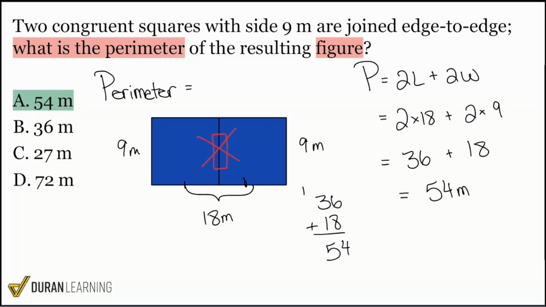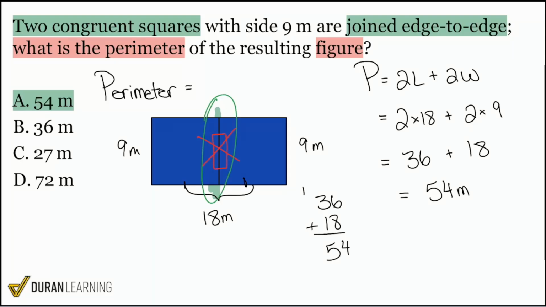Again, this was not a question where we would just double the perimeter. Since we have 2 squares, we have to take into account that they are joined right over here in green, that the 2 squares are joined edge to edge, which is right there. They are joined right there. And so we don't count the middle part, and we just take into account the outside.